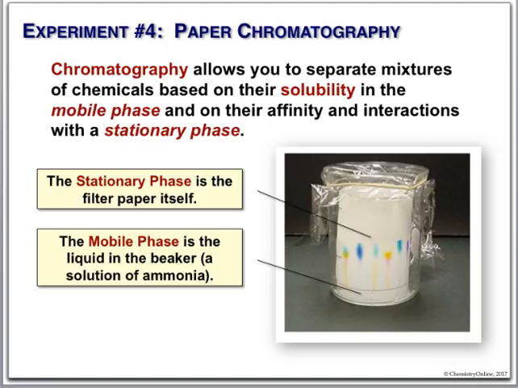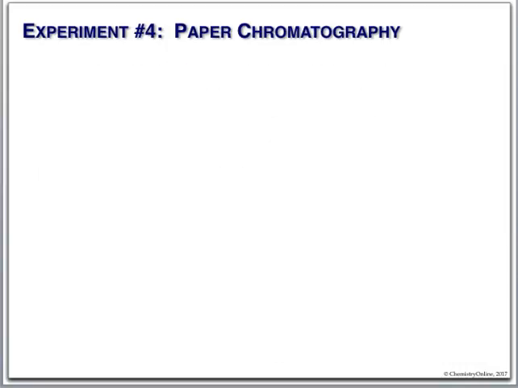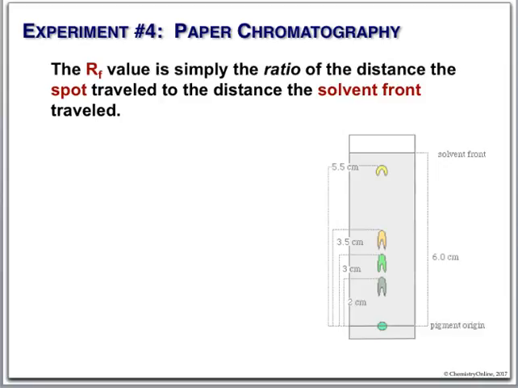Now, when you do something like paper chromatography, you can quantitate exactly how far the various substances move by measuring what's known as an RF value. The RF value is simply the ratio of the distance that the spot traveled, that's your compound, to the distance that the solvent front traveled.